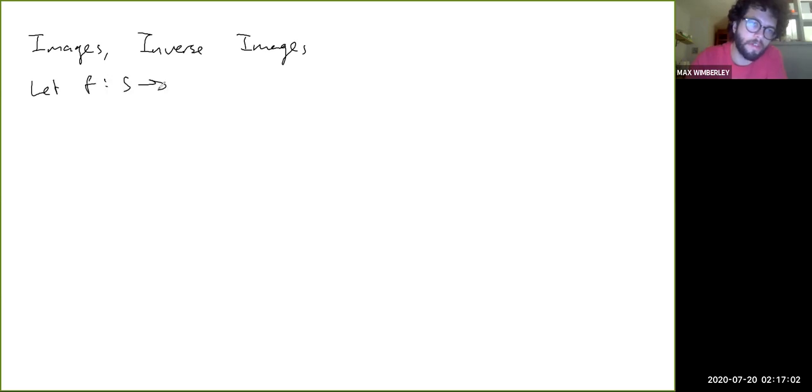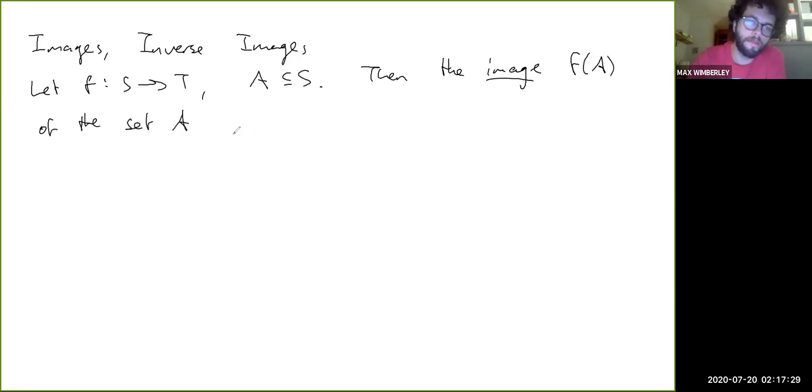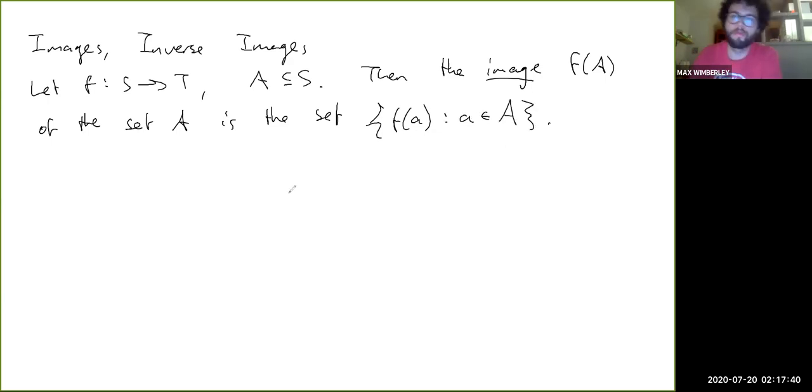The last thing I want to talk about is images and inverse images. So, let f be a function from S to T, and let A be a subset of S. Then the image f of A of the set A is the set consisting of the values of f at every point in A.